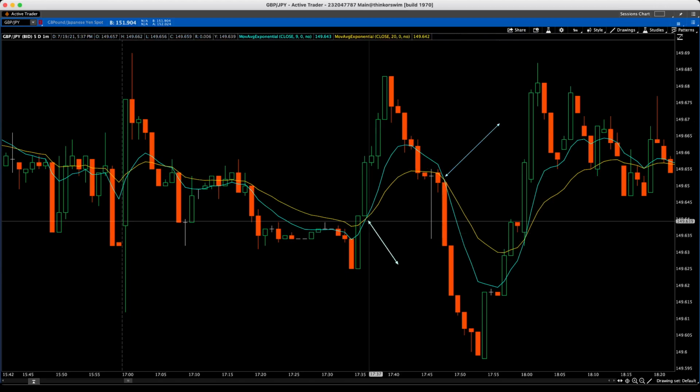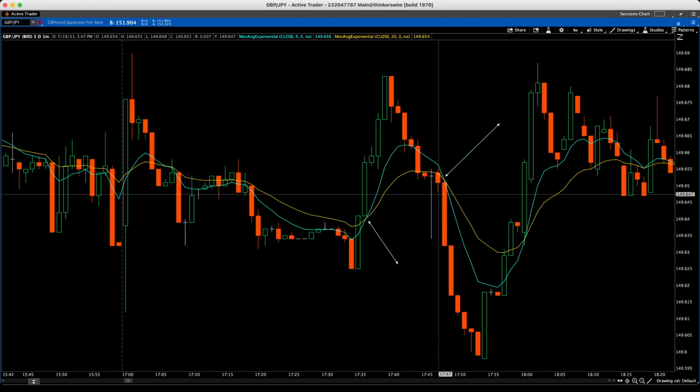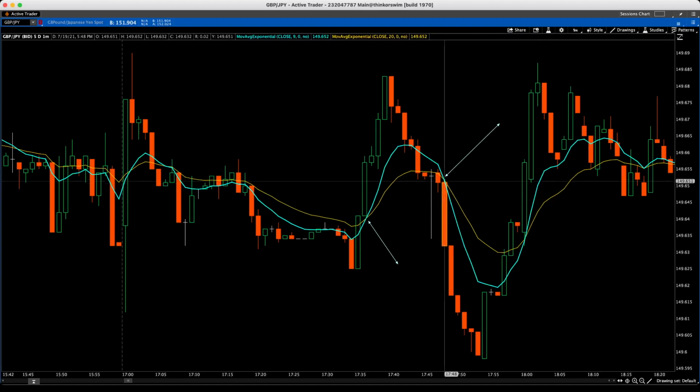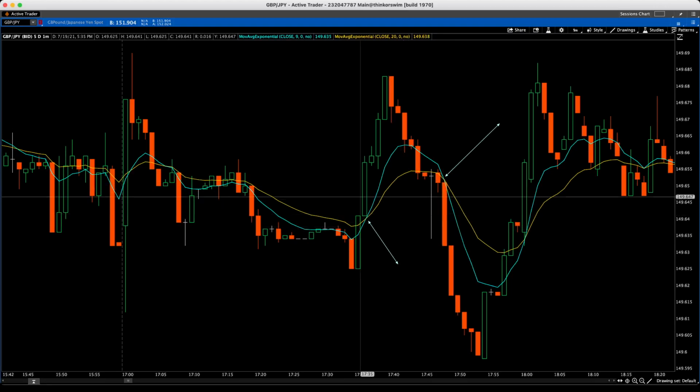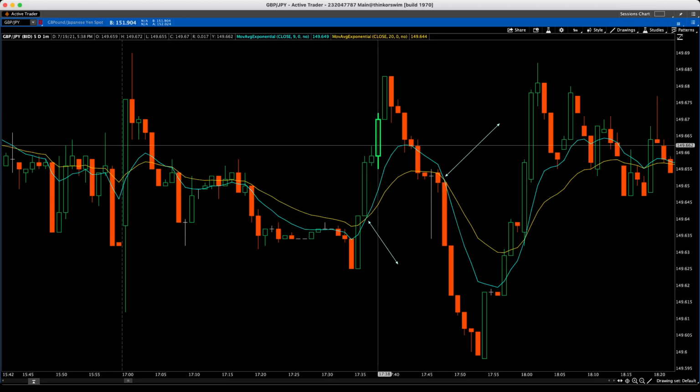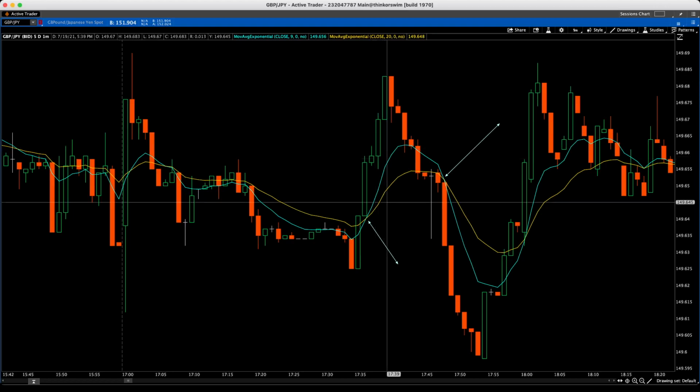So, and still would have been a profitable trade, depending on where you got out in this candle. I don't know at what point this cross happened during this candle. So if it happened down here, then yeah, you would have actually lost some money on that trade. So again, another example of why scaling out can be beneficial.